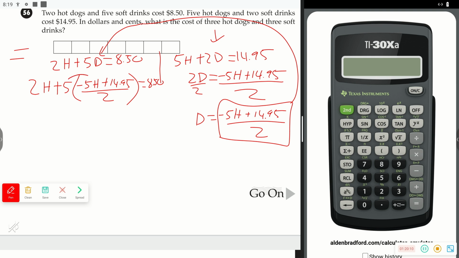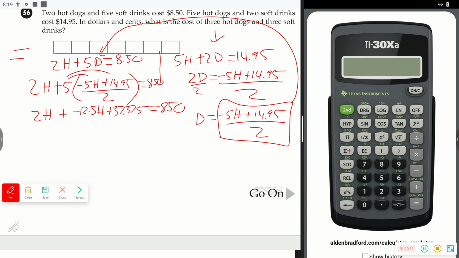Now I'm going to have to distribute this 5 times both terms. Whenever I do that, I get 2h plus this first term. 5 times negative 5 is negative 25. Negative 25 divided by 2 is negative 12.5h. And then for the other term, it's going to be 5 times 14.95 divided by 2, and that's going to equal 37.375. And all of this is going to equal 8.50.